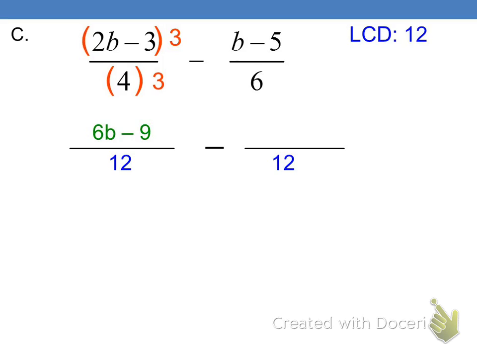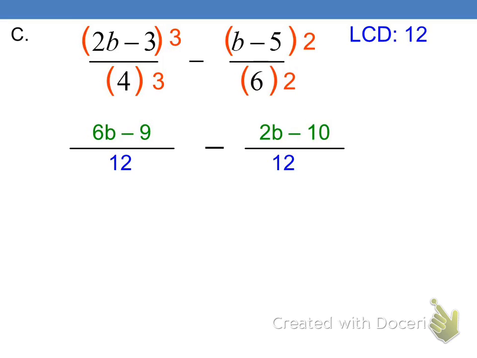All right, on that second one, how am I going to turn a 6 into a 12? Times 2. Good. And again, we're distributing. Everything up top gets that 2. So what do I write? 2b minus 10. That's what we said. Thank you. All right. Then what?